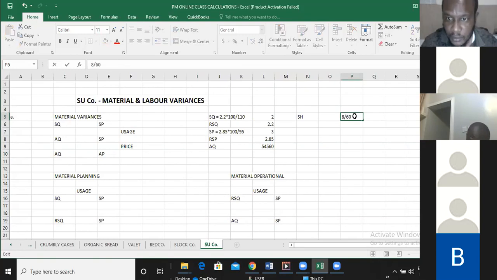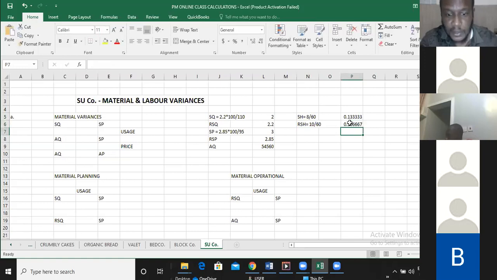This is an ugly figure. And then our revised standard hour will still be, should I just put it like you advised the other day? We should just put it as a fraction, but I still need the figure now. So that's 8 minutes divided by 60 minutes. It will still solve itself. So this one is 10 minutes divided by 60 minutes. That's 0.16666, so that one too is ugly. So 10 divided by 60. All right, that's fine.